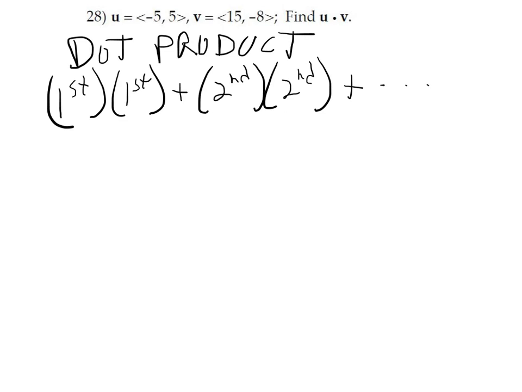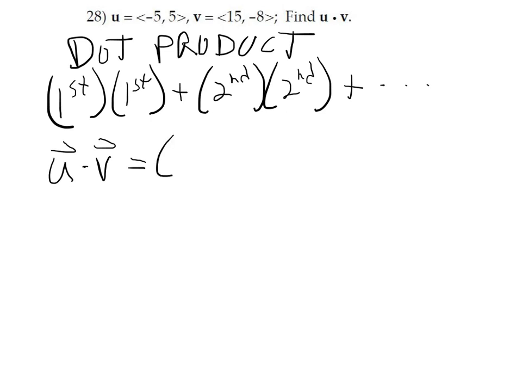So u dot v would be a number. When you're done with this dot product, you do not have a vector anymore. You have a number. Just a whole number, not a whole number, a real number. Might be whole. This one will be whole.